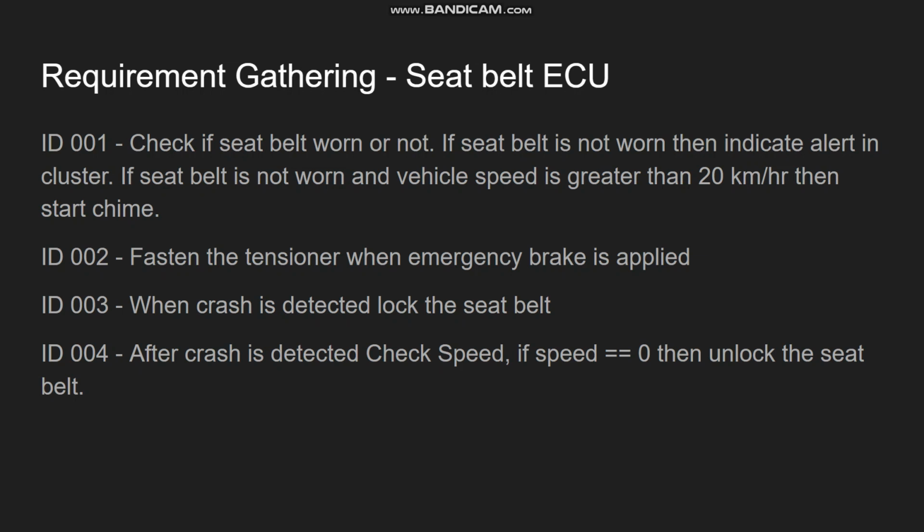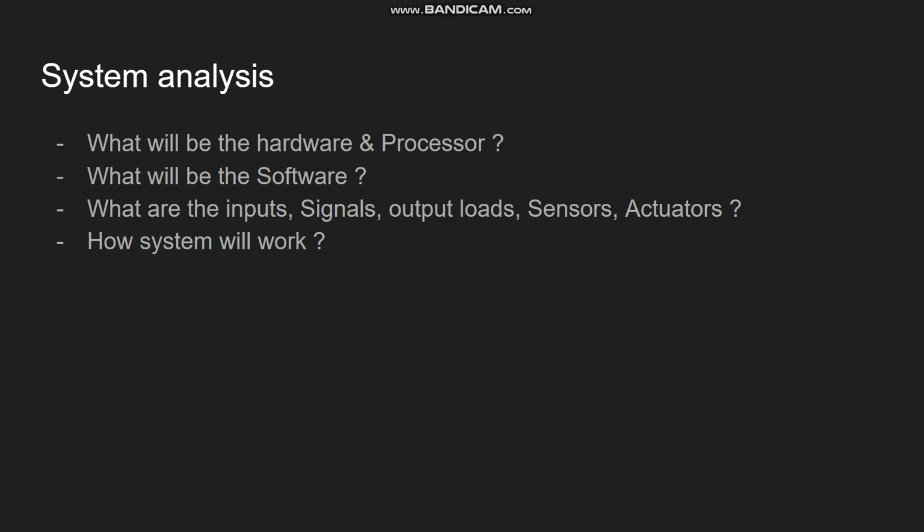Okay. Next, system analysis. Once you gather the requirements, the next part is system analysis. What will be the hardware? What will be the processor? What will be the software? What are the inputs, signals, output loads, sensors, actuators, and how will the entire system work? All that comes under system analysis. So system analysis is a clear picture of the exact system, how it will work and how it will perform. That's it. This part comes under system analysis.